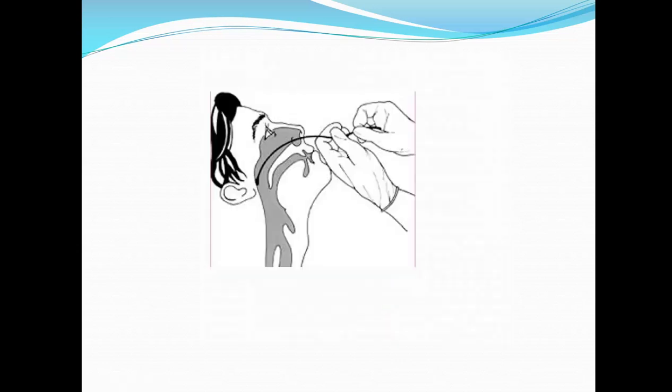And this is a picture here of NT suctioning, or nasotracheal suctioning. We're going to talk more about this procedure, but this is a sterile procedure, using a catheter to go down through the patient's nose into the trachea and suction out any secretions and things like that out of the lungs.